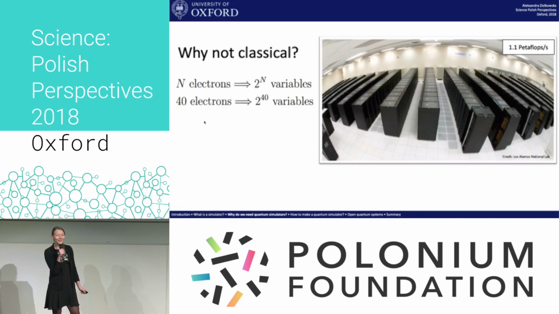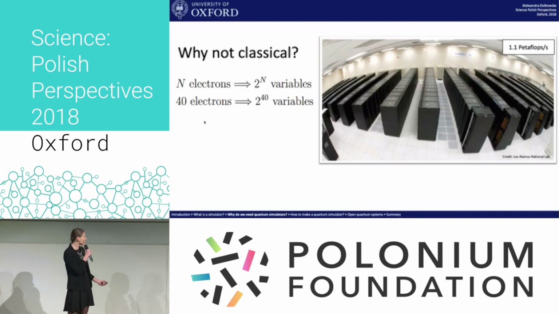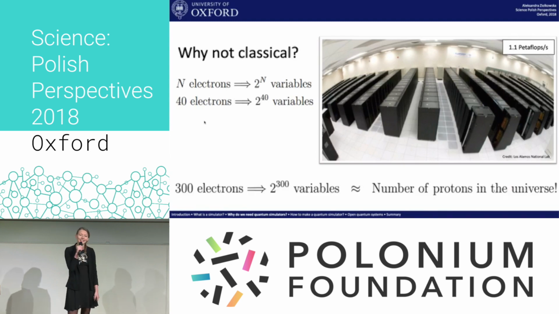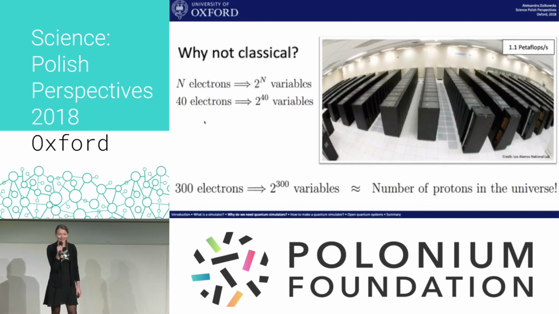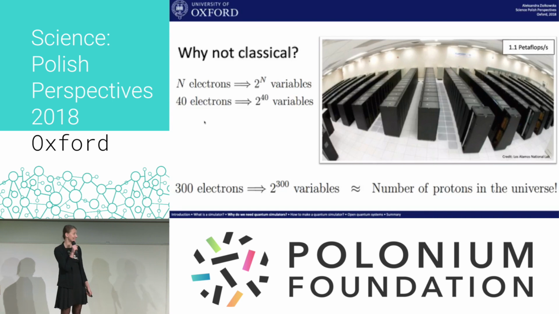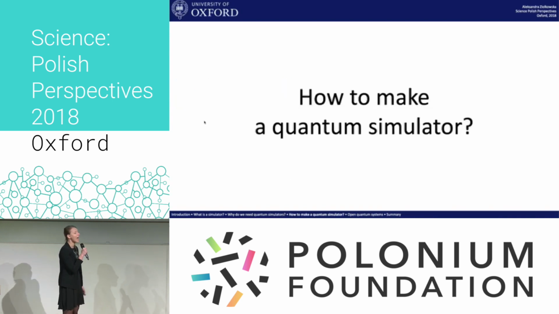If you want to go a little bit higher, for example, let's say 300 electrons, then we already need as many variables as the estimated number of electrons in the universe. So I hope you agree with me that it's a lot, and it's not very feasible to simulate exactly quantum mechanical systems on a classical computer. So how would we go about making actually such a quantum simulator?